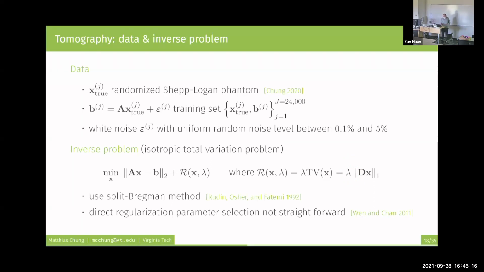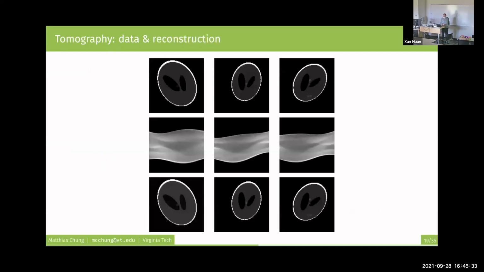First of all, to invert this, you also need an iterative method. Here we use split-Bregman or ADMM, however you want to call this method, and it helps you to solve it. You cannot just invert it anymore. Okay, so here are some test and training images, how it looks like. We take a randomized version of the Shepp-Logan phantom to create our training data set.